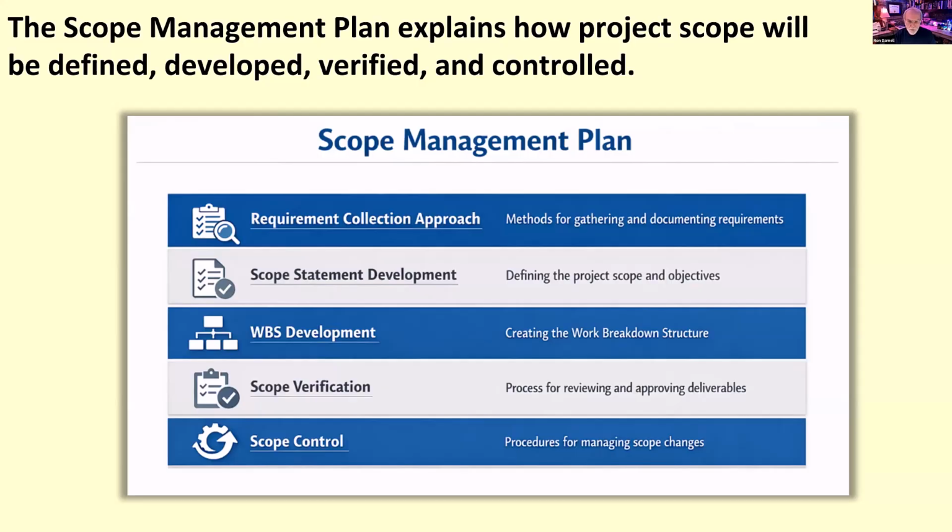All this is important because good scope management doesn't happen by accident. If the team doesn't have a clear approach for gathering requirements or defining boundaries or organizing work and controlling changes, the project can quickly become unstable. The scope management plan helps to create consistency and discipline around all those activities.